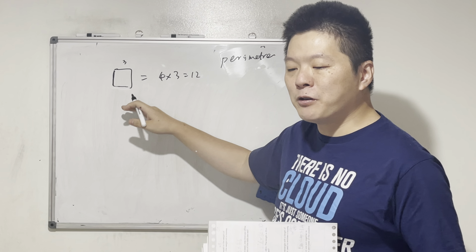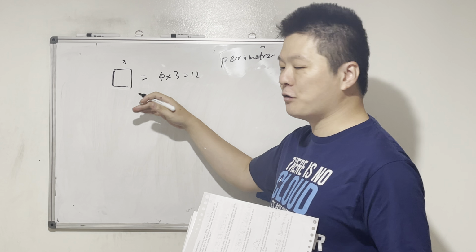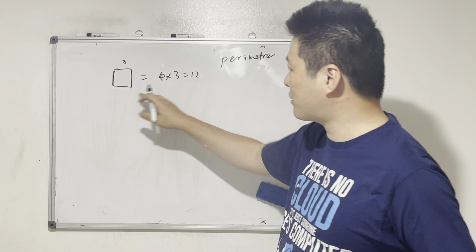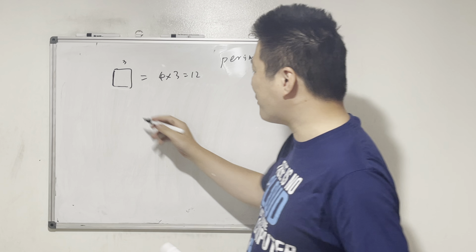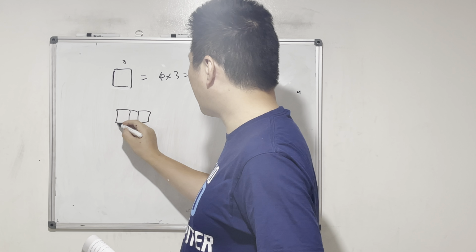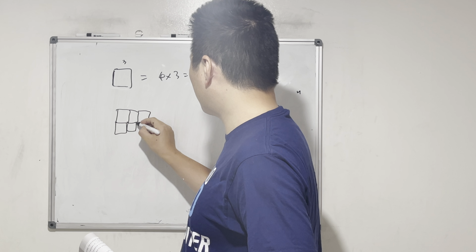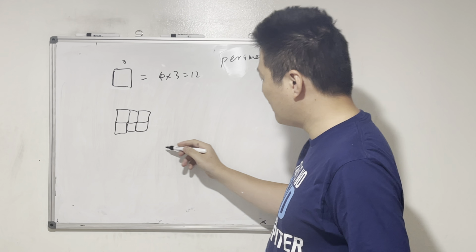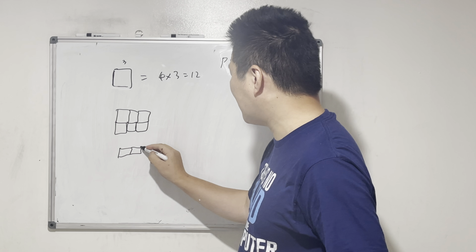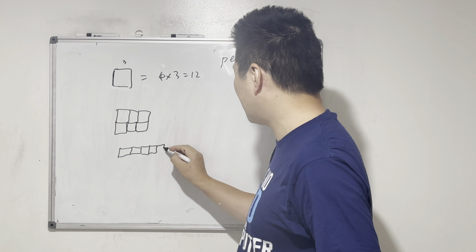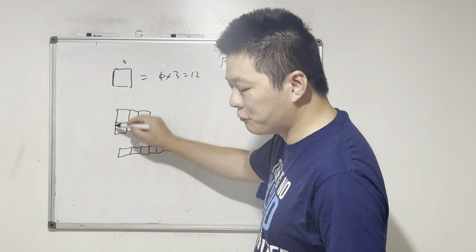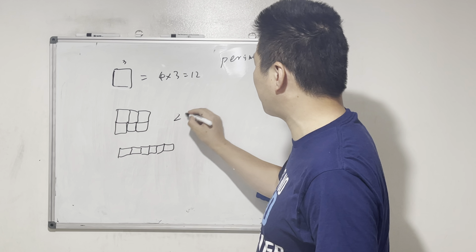So how can we rearrange the 6 squares into a rectangle? One way of doing it is you can put them in a line. Or, like Ryan said, you can put them side by side. So that's another way of doing it. Look, this one is 2 rows, 3 columns.